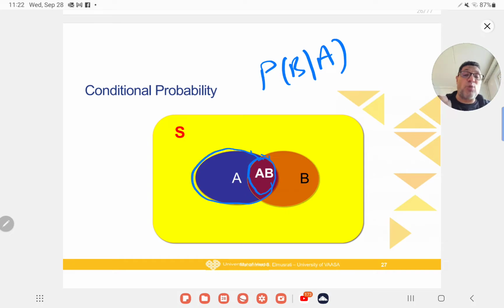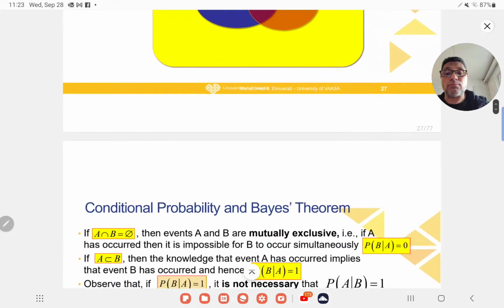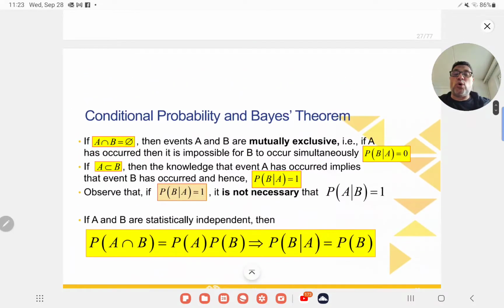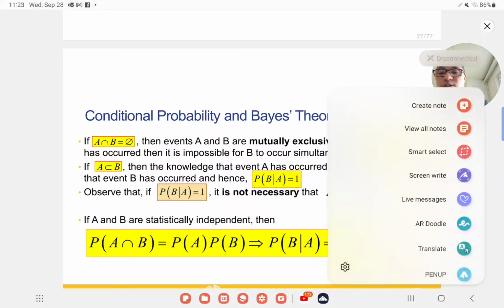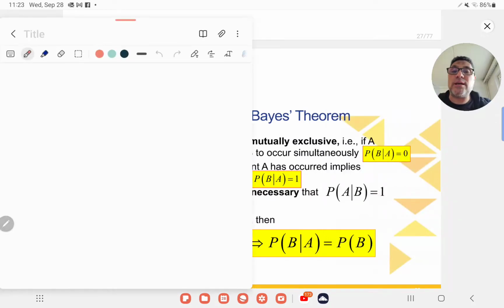But it is more important not to know where it came from, but how to use it and how to resolve our uncertainty problem using this formula. Okay. So now let us talk a little bit about conditional probability. Let me open a note here so we can talk more.